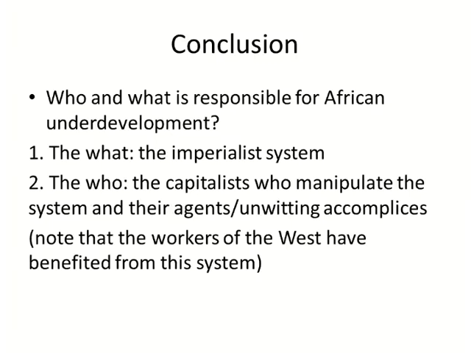So in conclusion, who and what is responsible for African underdevelopment? When we look at the what, as we explained, it is the imperialist system. Who are the who? They are the capitalists who manipulate the system, and their agents, or unwitting accomplices. We also have unwitting accomplices, people who buy into the ideology.